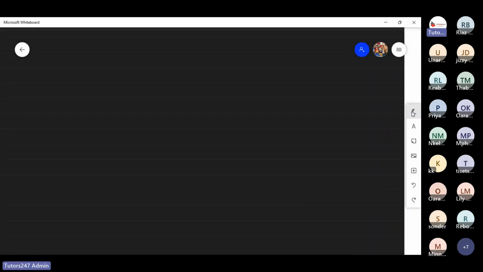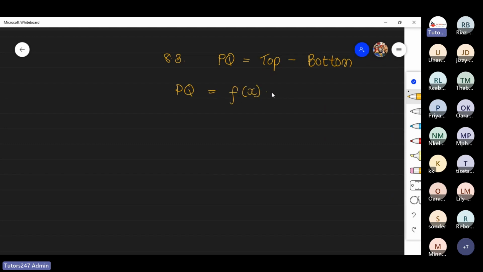So question 8.3. In order for us to find PQ, we need to take the top function minus the bottom function. So that is then going to be PQ equals f of x minus g of x. So f of x was x cubed minus 2x squared minus 5x plus 6 minus g of x.